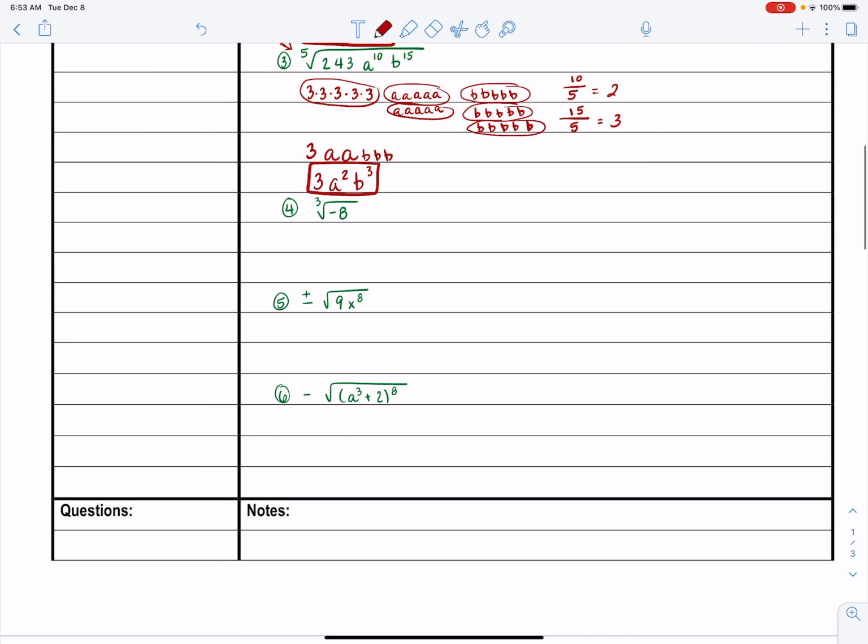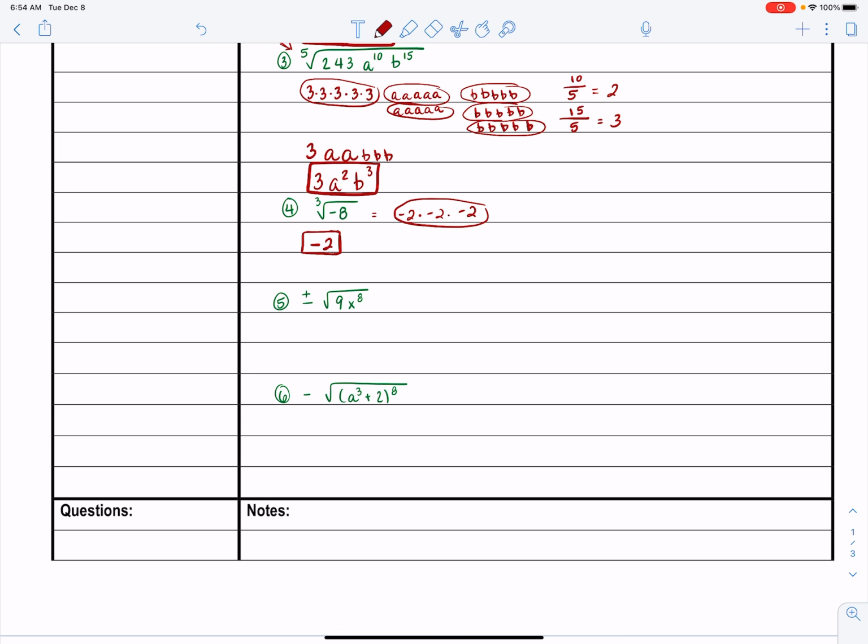All right, for number 4, we are looking for a group of 3 things. If I can find 3 of the same things that give me negative 8, then I can take that out. Well, I know that negative 8 is the same as negative 2 times negative 2 times negative 2. I have 3 negative 2's, so I can bring a negative 2 out, and that's my answer.